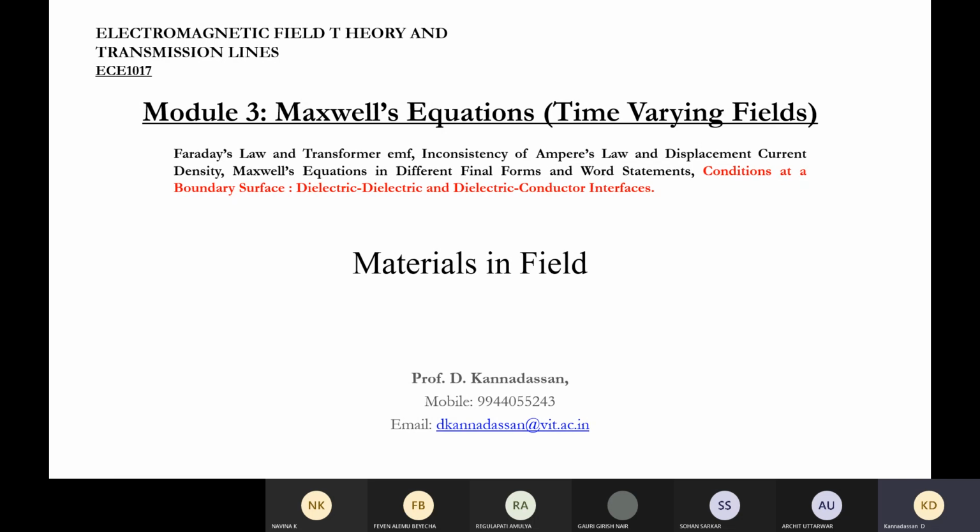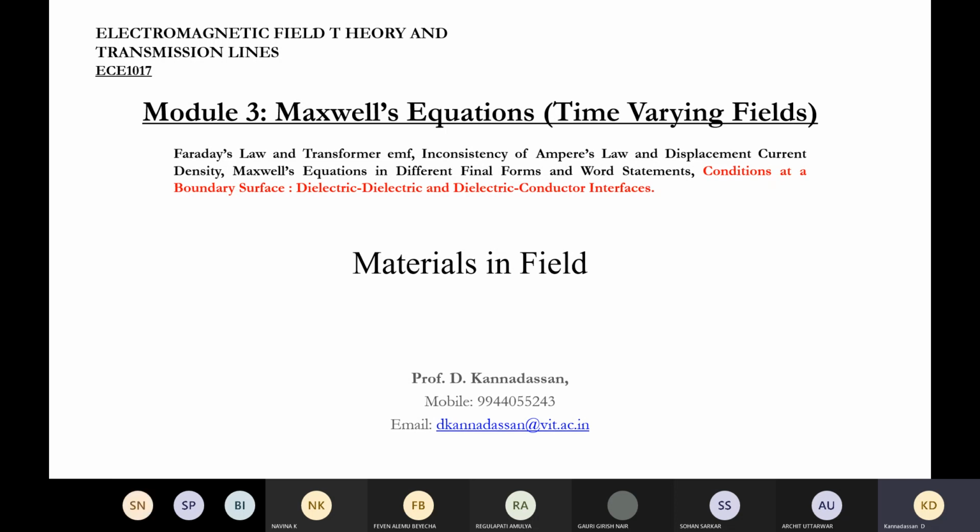So before CAT 1, we learned about electrostatics and magnetostatics, and we have moved to electrodynamics. Electrodynamics deals with time varying fields. By applying time varying potentials between the plates or between the coils, we can achieve time varying electric and magnetic fields.